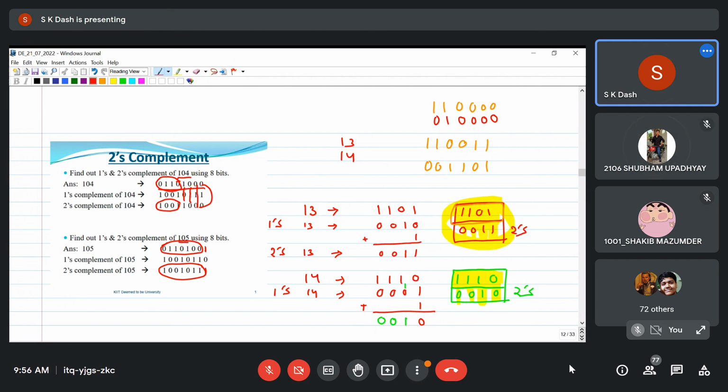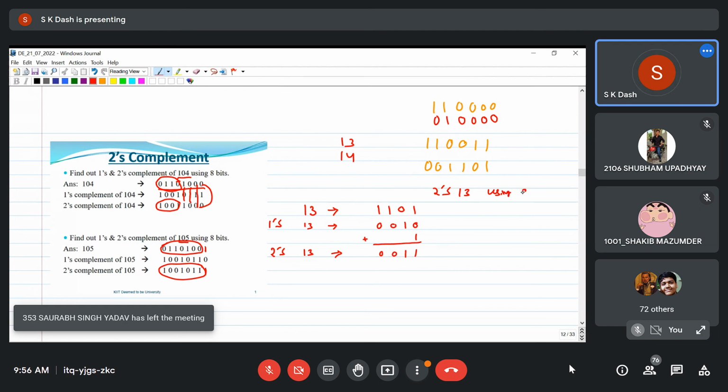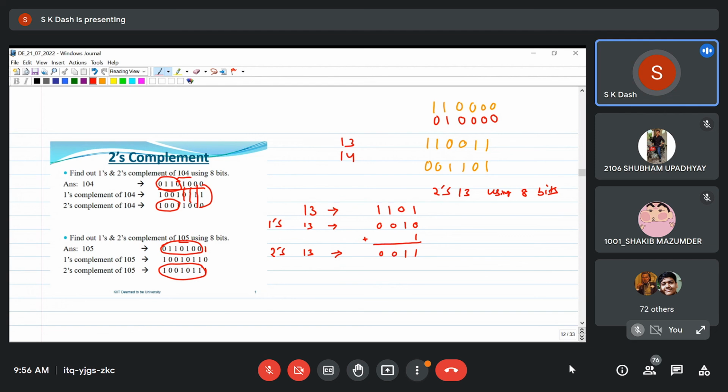Yes, sir. Okay, so another example. We have done it for 13. Now suppose the question is you find 2's complement of 13 using 8 number of bits. Then what will happen? What do you think? 13 we have already done here. We got the result here.